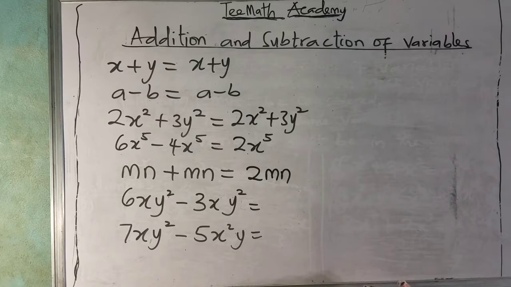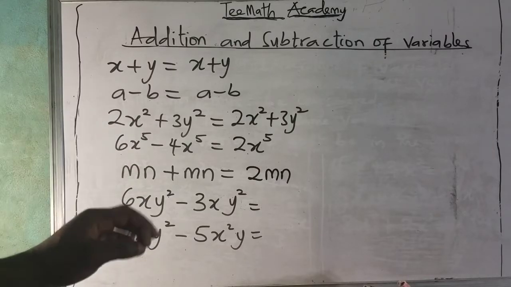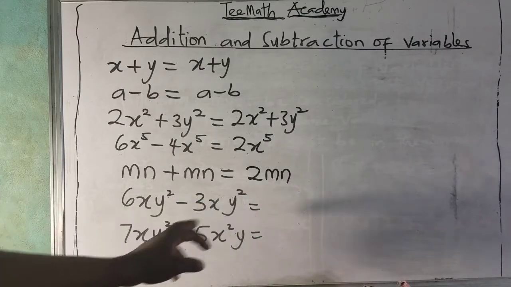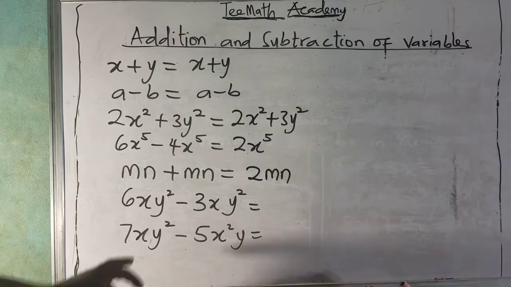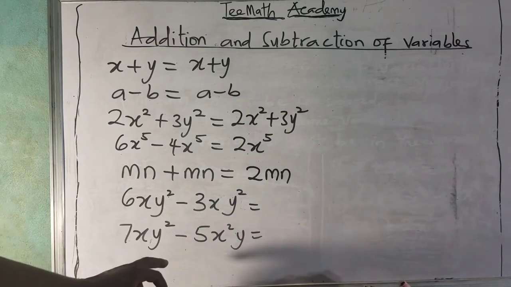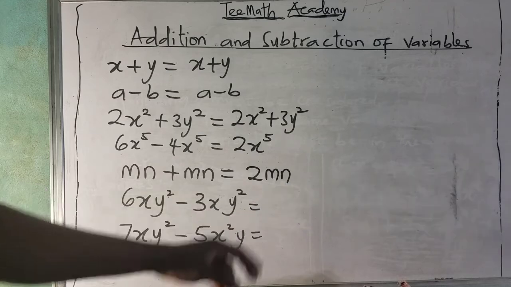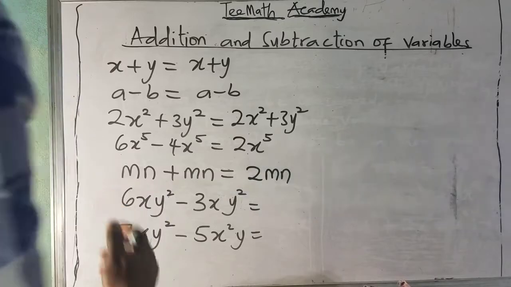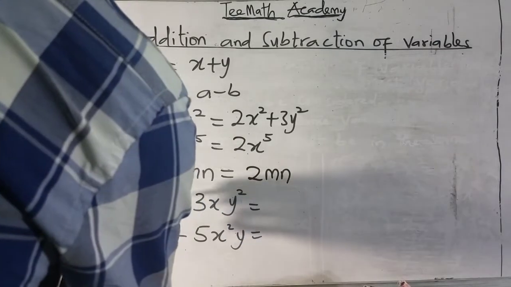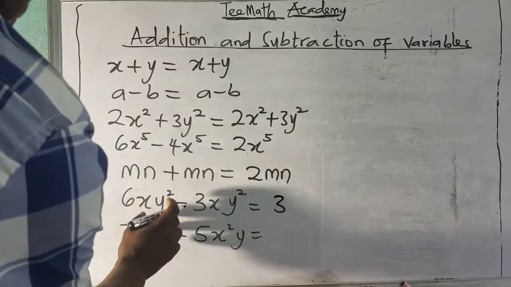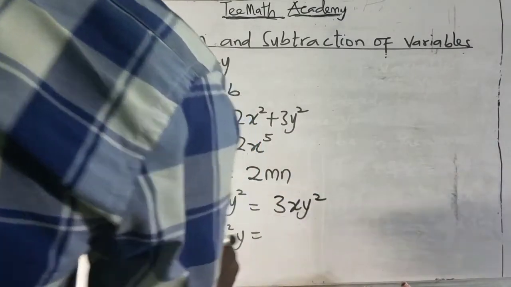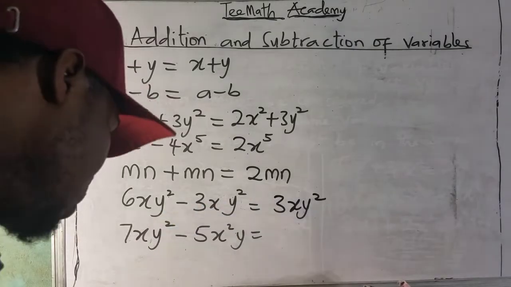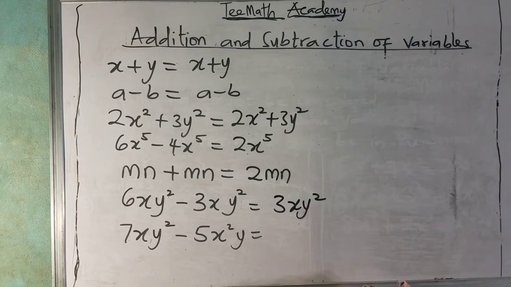Then the next one, if you look at it carefully, that's why you need to study this very well. We have 6xy squared minus 3xy squared. If you observe well, you will see that they are the same thing. We have xy squared, and also here, xy squared. They are the same. Then what do you do? You say 6. Now you are free to subtract. 6 minus 3, that is 3. Then you pick one of them because they are the same thing. They have the same variable and they have joined together to be 1.